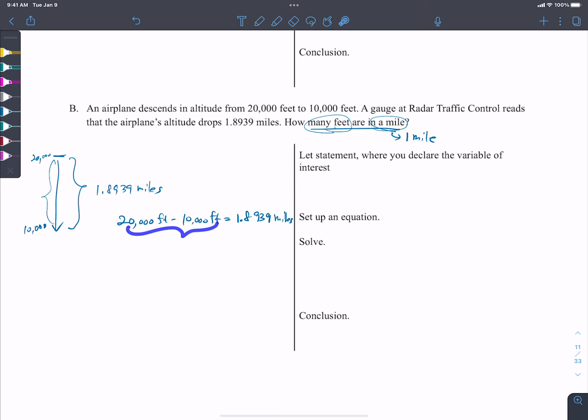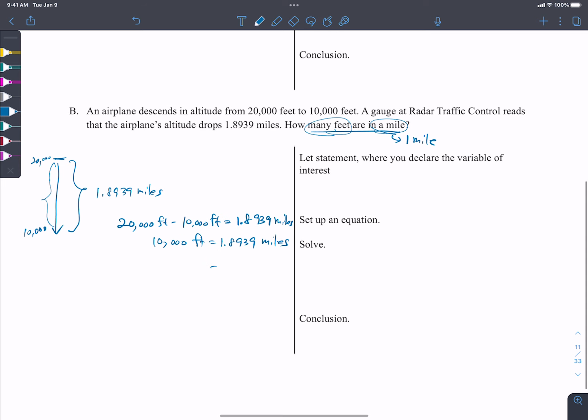So on the left-hand side, that's equal to 10,000 feet, and that's 1.8939 miles, like this, right? You solve for the mile. So you divide both sides by 1.8939 miles, right? So 1 mile is equal to 10,000 feet divided by 1.8939. And then why don't you go ahead and finish to see what the conclusion is.